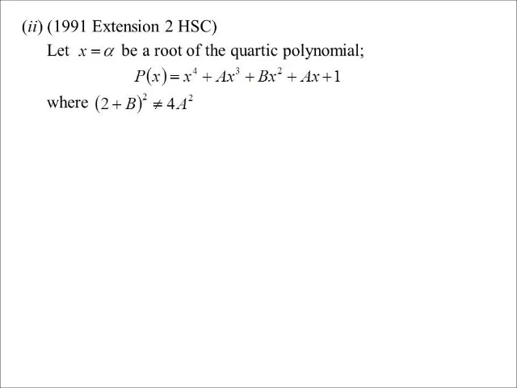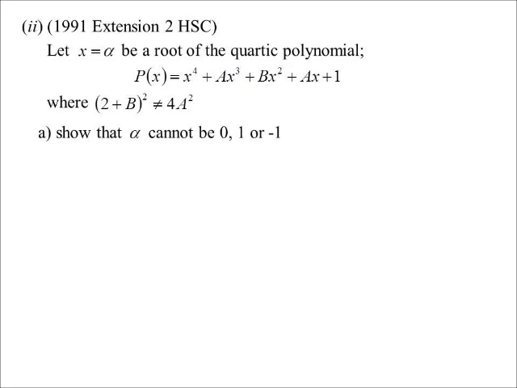And where 2 plus b squared does not equal 4a squared. That'll come into play later. It'll be obvious why later. At this stage, we're sort of going, well, who cares? That 2 plus b squared can't equal 4a squared. We shall see why later on.